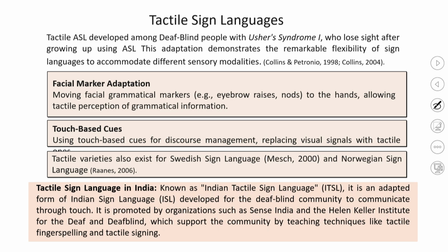Now, tactile ASL developed among deaf-blind people. So, they are not only deaf, but also blind. These are deaf and blind people with Usher syndrome 1 who lose sight after growing up using ASL. As a result, they have this adaptation, and this demonstrates the remarkable flexibility of sign language.